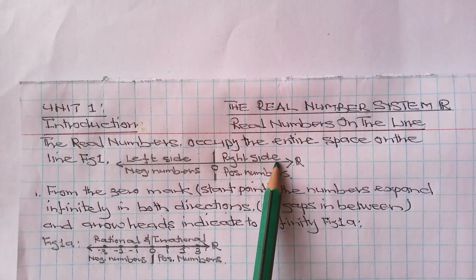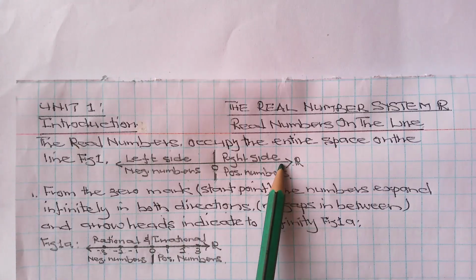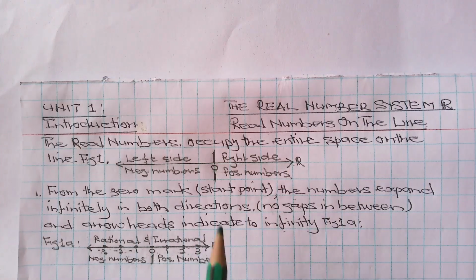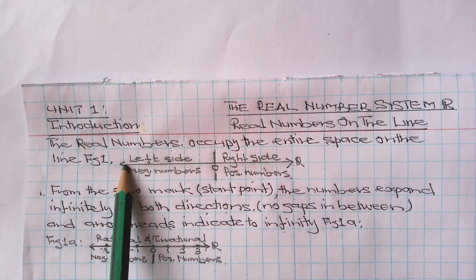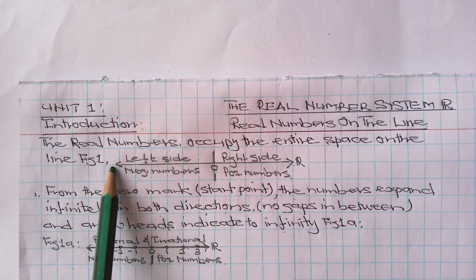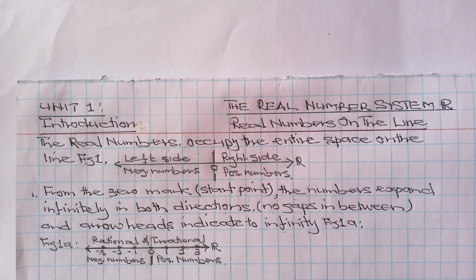There are no gaps in between the numbers. The arrowheads at the end points indicate infinity, meaning no end. The numbers keep on expanding in both directions.